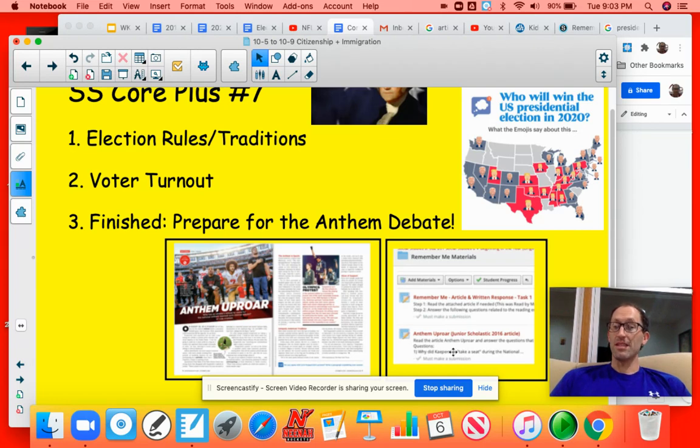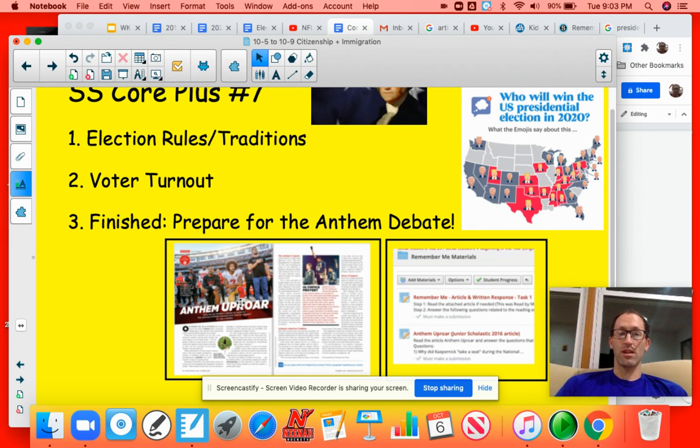But task 2 is the anthem uproar: reading this article and getting a stance and a position on what you believe about what Kaepernick did, or whether you are against it, and answering 6 questions.